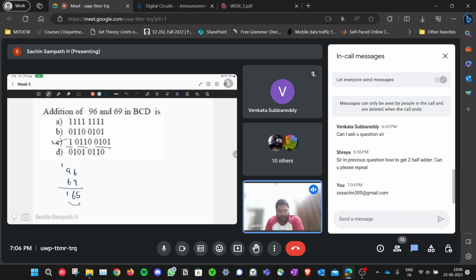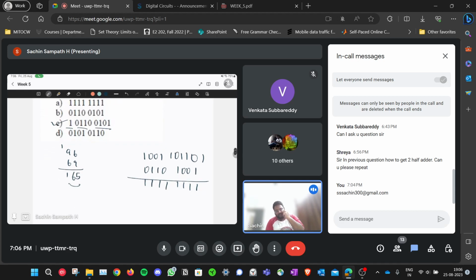If you really want to do it in BCD, just to understand how to add, then 96 is 9 and 6. 69 is 6 and 9. First you simply add these 4 bits together. You'll get 1111, 1111. But suppose your addition exceeds 9, then you have to add another 6. So you have to add 6 because this is 15, that is greater than 9, and again you have 15, that is also greater than 9. So you have to add 6 to this also.